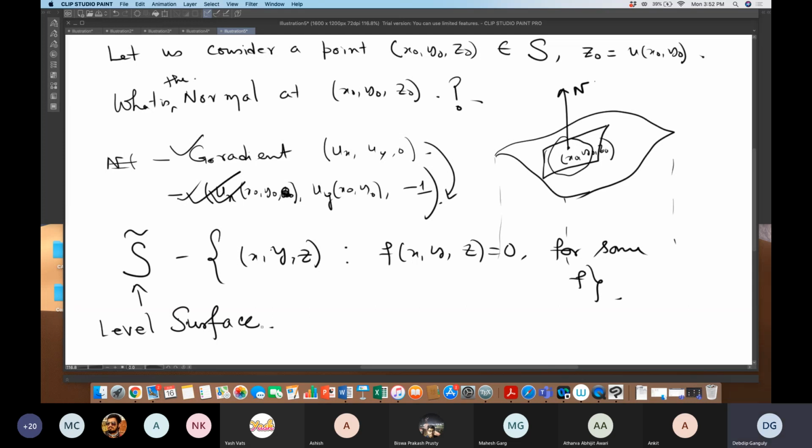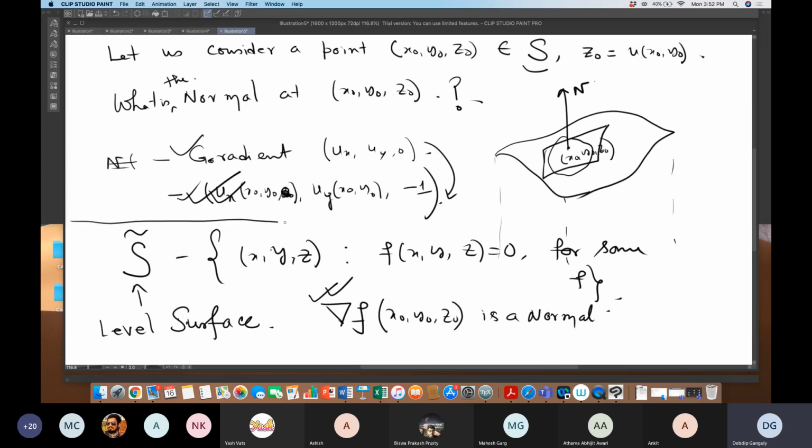For a level surface, the gradient of f at the point x naught, y naught, z naught is a normal. You are right. You should have done this in your calculus, several variable calculus or real analysis course. But what we are considering, S, is a graph. It's not a level surface, right? But you could make it one. So you know the proof of why, for a level surface, the gradient of f is a normal.